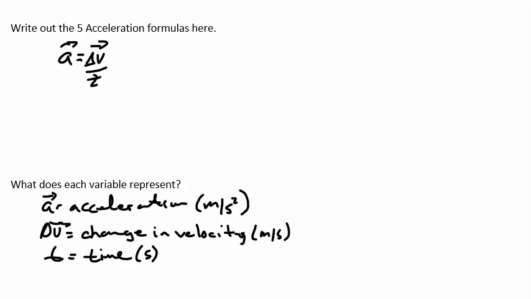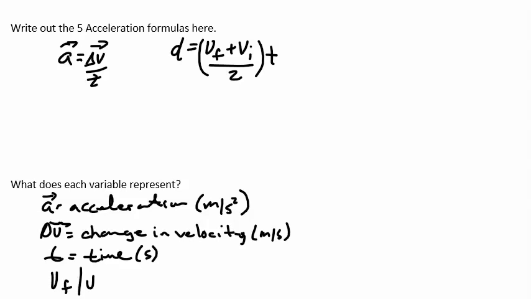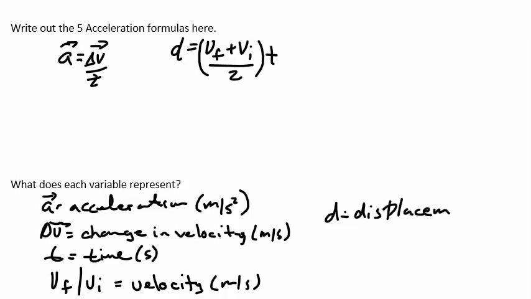A second one we've got is d equals vf plus vi over 2, multiplied by t. We're introducing vf and vi, your final and initial velocities, in meters per second. d is the displacement. Again, d, vf, and vi are all vectors. t, time, is not a vector.